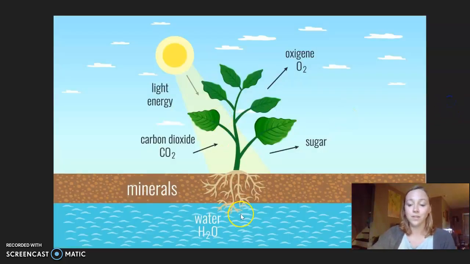So in photosynthesis, it's kind of the opposite. It's an anabolic process. So it takes these smaller, simple molecules such as carbon dioxide and water, and it builds those into larger, more complex molecules. So in photosynthesis, carbon dioxide and water use solar energy to create sugar and oxygen. So that's the anabolic process.